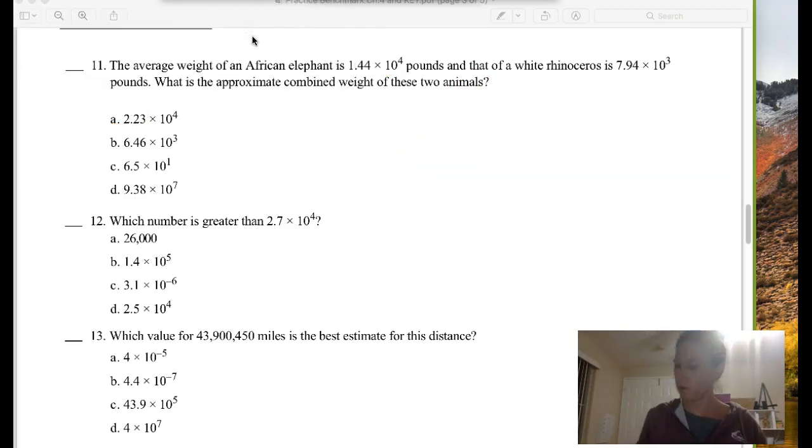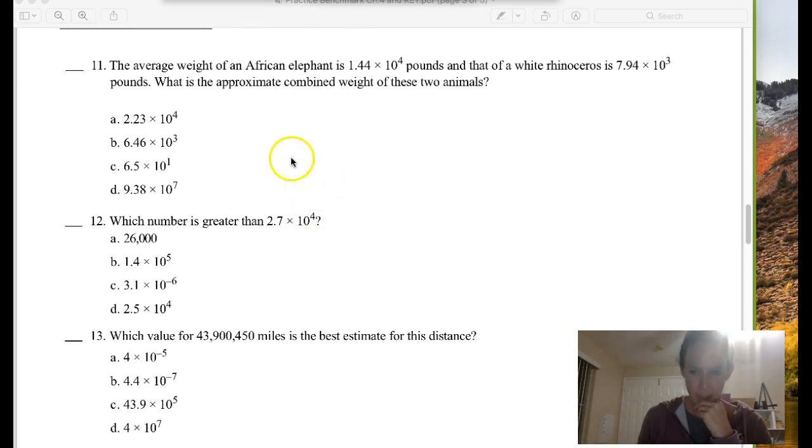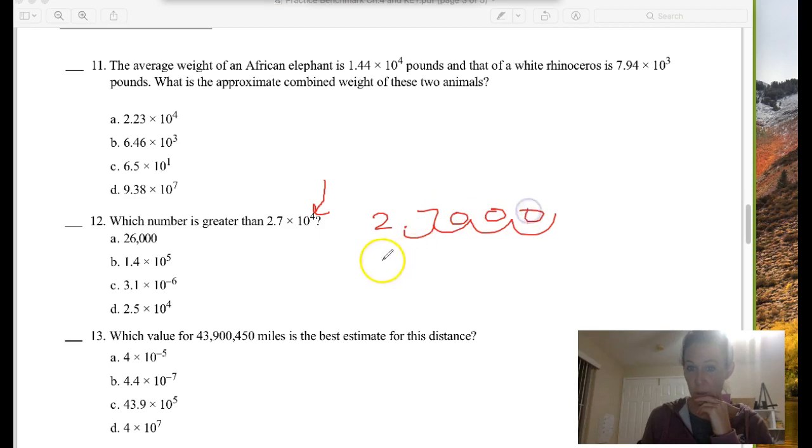Okay, let's look at number 12. Which number is greater than 2.7 times 10 to the fourth? Now this is a little bit easy to figure out because of this exponent. 10 to the fourth means it has 4 extra zeros. If you want to write this in standard notation, you can move this over 1, 2, 3, 4 places to see what it looks like. So if I move it here, then I have to add 1, 2, 3 more zeros. It would look like this, 27,000. Okay, so 26,000 is obviously less than 27,000.